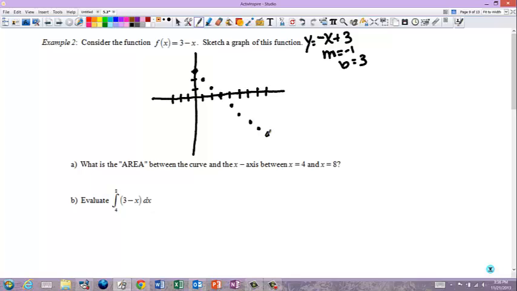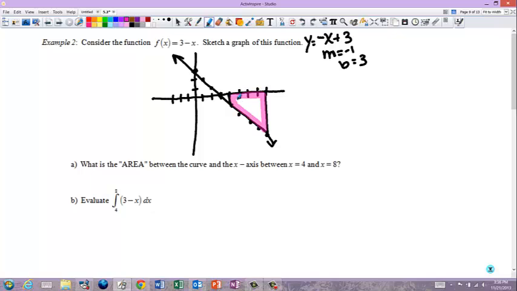In retrospect, I probably should have put a graph. Oh well. It says sketch a graph. What is the area between the curve and the x-axis between x equals 4 and x equals 8? Okay. So from 4, 1, 2, 3, 4, to 8, 5, 6, 7, 8. That has made a trapezoid.